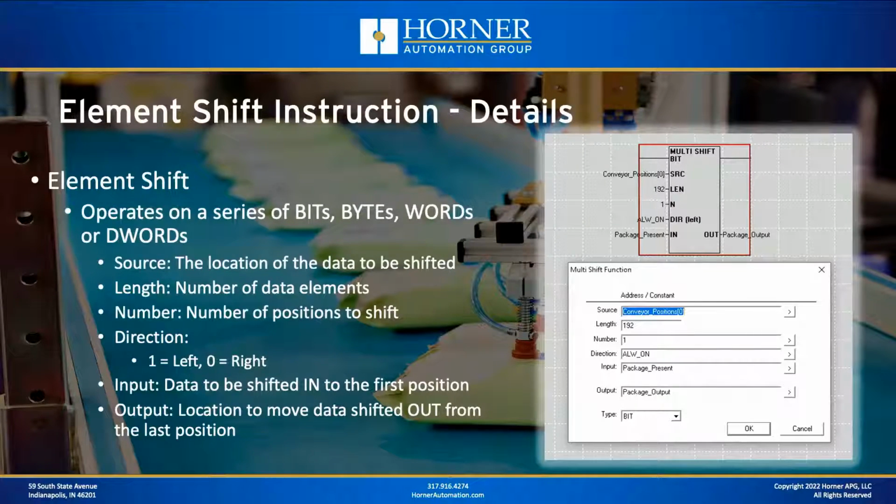Direction is a variable. If you want to shift left, put an always on or a variable with a value of 1 in that field. If you want to shift right, put an always off or a variable with a value of 0 in that field. Input, that is going to be the variable that will be shifted in to the first position. And the output is a variable that is where the data that is shifted out is going to be copied into. So any data that gets shifted out using the multi-shift instruction goes into the output variable.